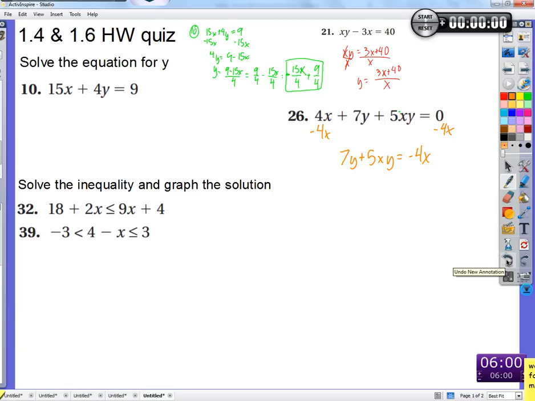Anybody get farther than this, progress beyond this step at all, or try something? Subtract 5xy. Okay, subtract 5xy, so we get 7y equals negative 4x minus 5xy. But now we have y's on both sides, and so, like if we had 2x equals 5 minus 3x, what's the first thing we would do? Divide by 2. First thing you would do.